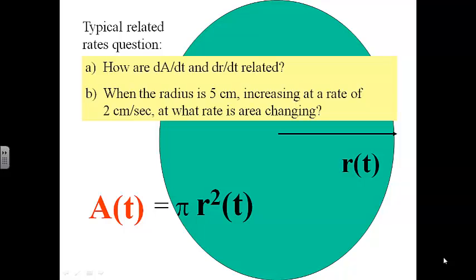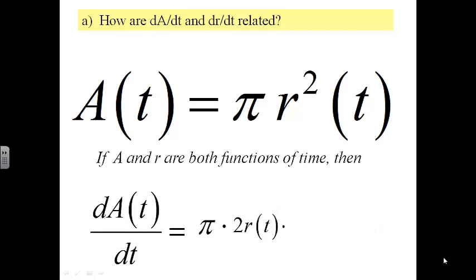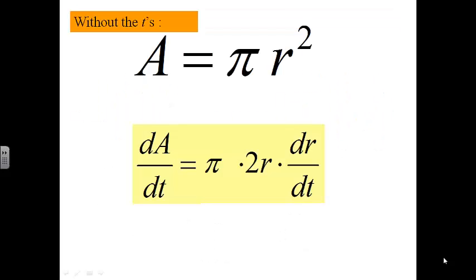In order to answer these questions, we're going to have to start off by taking the derivative. So the derivative of A would be dA/dt. Pi is a constant, so it comes along for the ride. The derivative of r squared would be 2r, and then dr/dt. Now sometimes the function notation with the t's confuses people. So without the t's, this is what it would look like. Again, the derivative of A is dA/dt. Pi is simply pi, and the derivative of r squared is 2r times dr/dt.